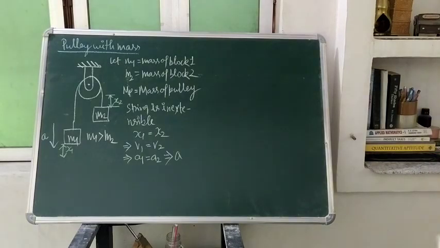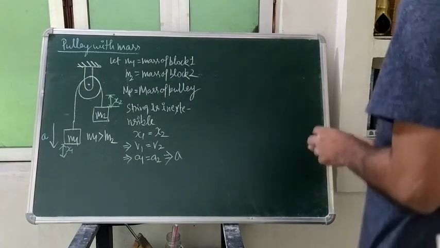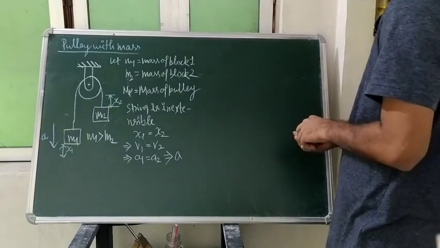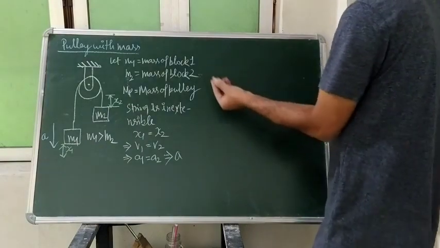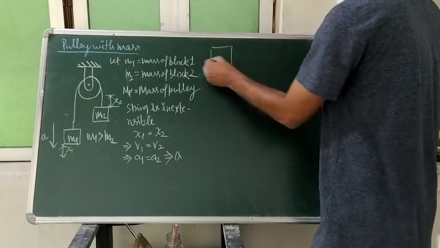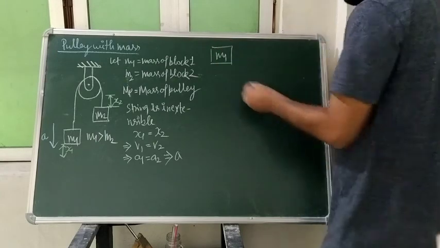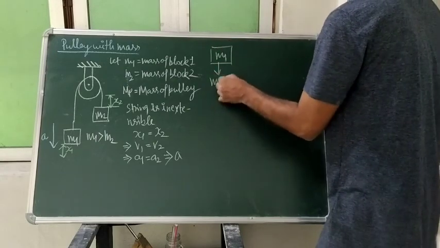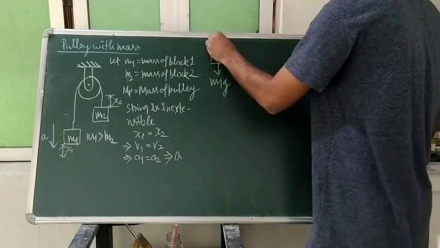So we will get that our acceleration is the same in this case. And when we are drawing the FBD of m1, this mass m1 we are assuming, what are the various forces acting? m1g will act in the downward direction.